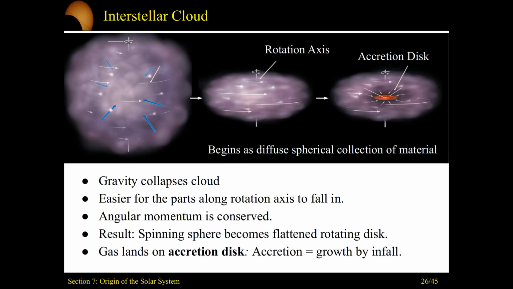The result is this sphere of gas, this gas cloud, turning into this rotating disk, and we call it an accretion disk.